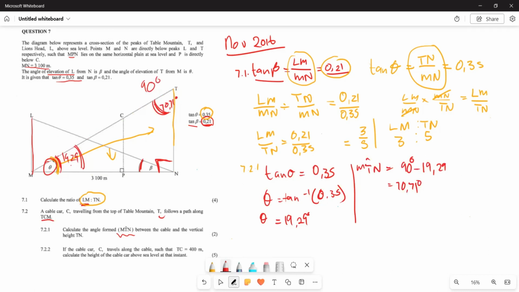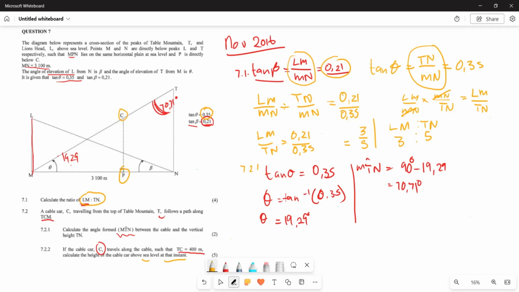Now let's look at the last question. They say if the cable car C travels along the cable such that TC. Now let's make up some space so that you can see when we plug all this information back into these equations, right? Let's just remove all the things that we've already dealt with. What we are looking to find here, they want you to calculate the height of the cable car above the sea level at that instant. In this context, they want you to calculate your height CP.